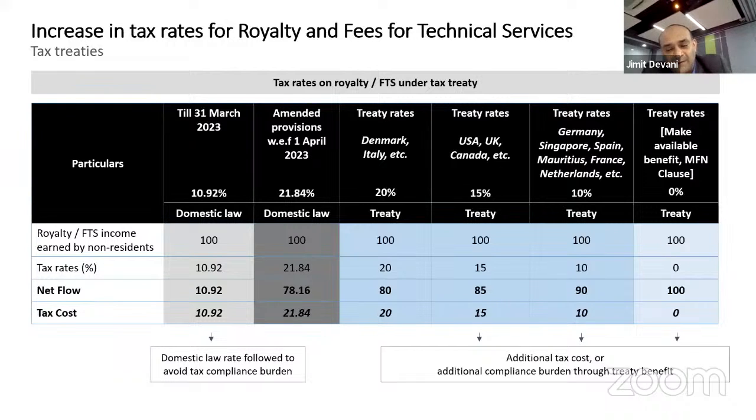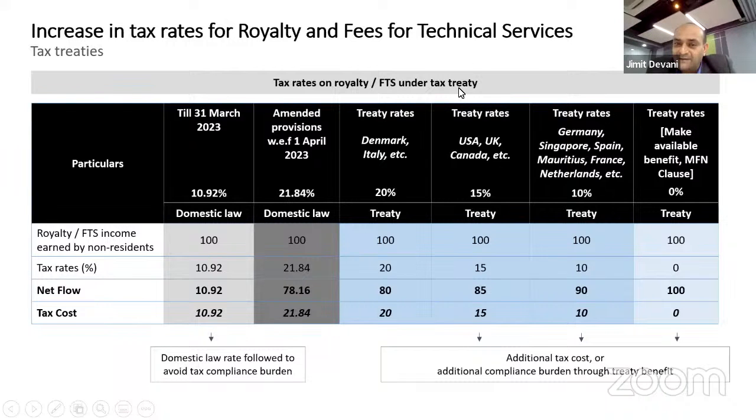But assuming the most favored nation clause is available, there are various treaties which India has signed by which even under the FTS clause, the rate can be reduced to 0%. However, those foreign companies will have to file their tax returns in India to claim the 0% rate.